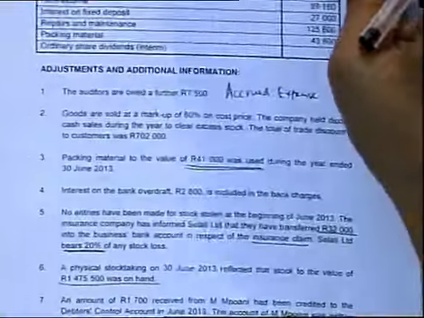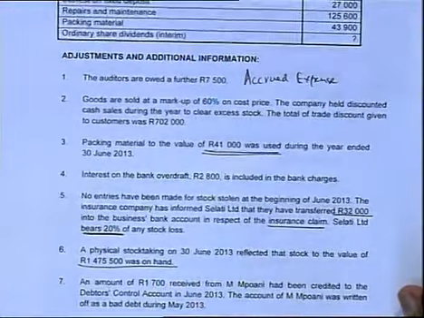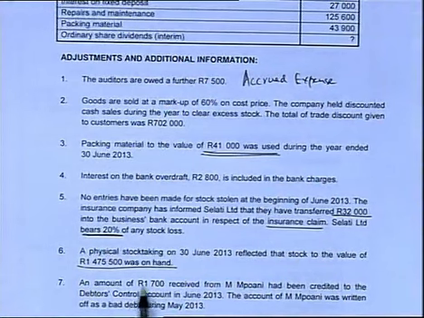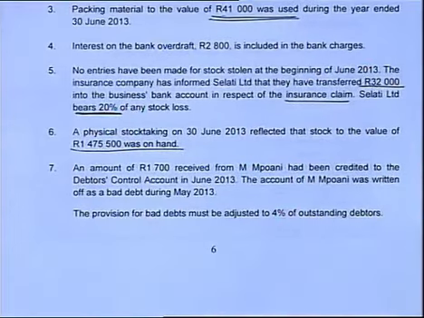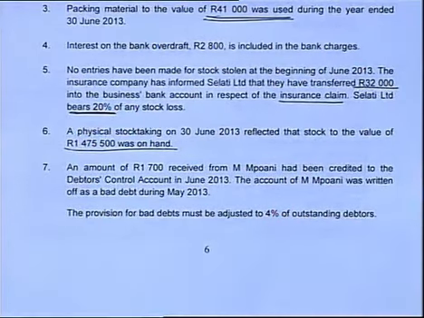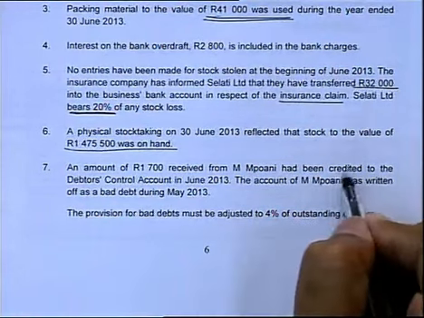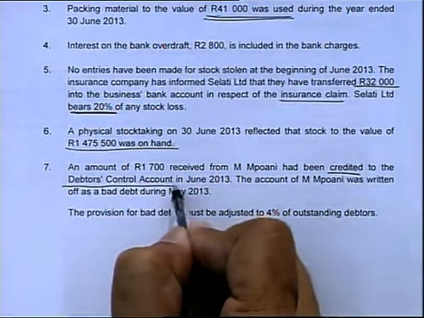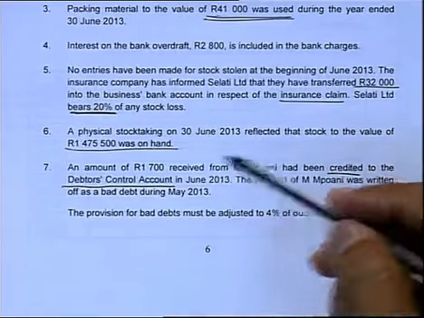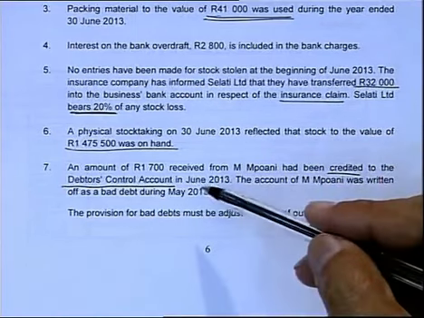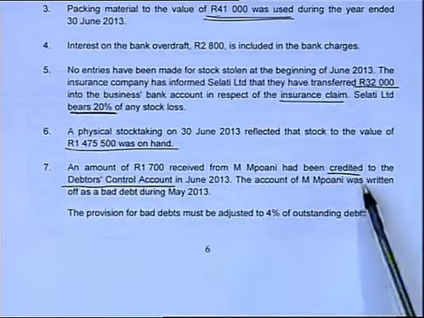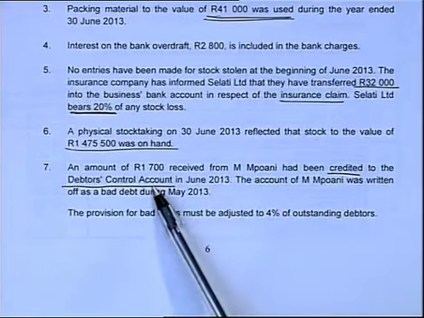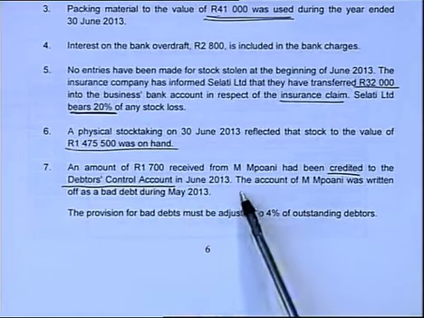Adjustment number 7. It is an amount of 1,700 was received from M. Mopani and had been credited to the debtors control, meaning that they deducted the 1,700 from the debtors control, because as we know, debtors control will have a debit balance, and because it was credited, they minus the 1,700 from the debtors control.